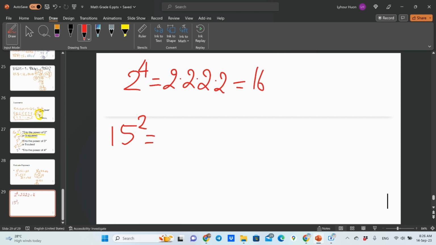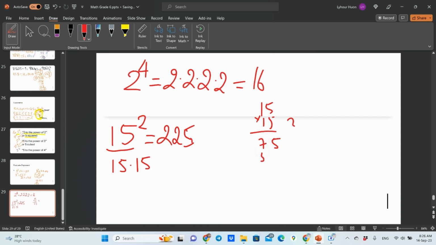Is it 225? 225 is correct. So, in order to compute this, how did you compute it? 15 times 15, right? Yes, and then 15 times 15, we do multiplication: 5 times 5 is 25, 5 here, 7, 5, and 1. So it's 5, 2, carry 7. 225. Correct.